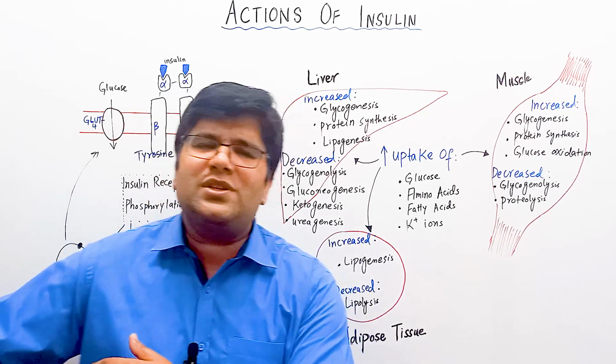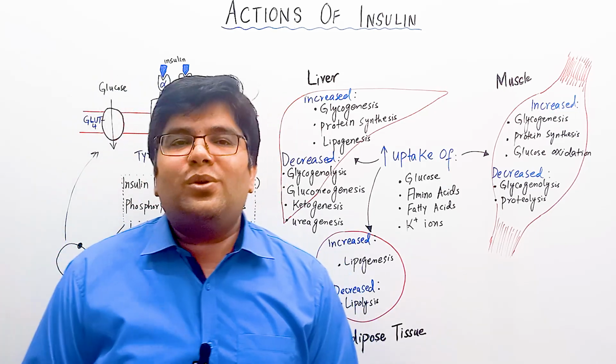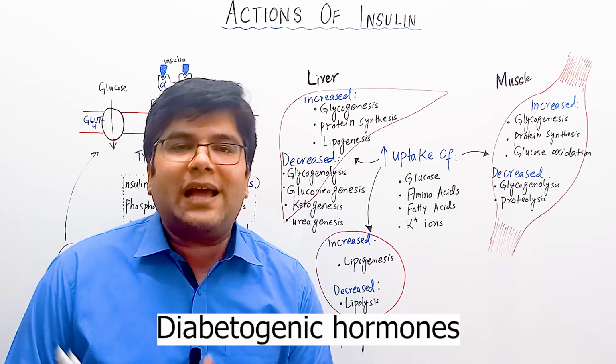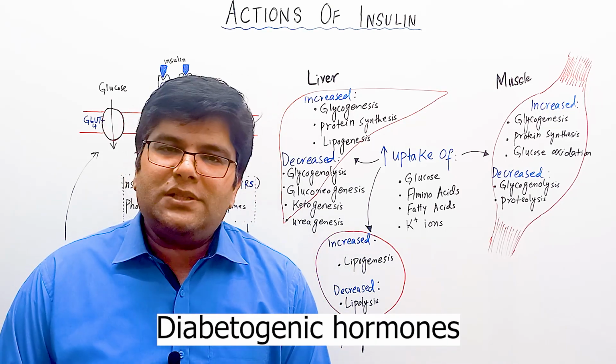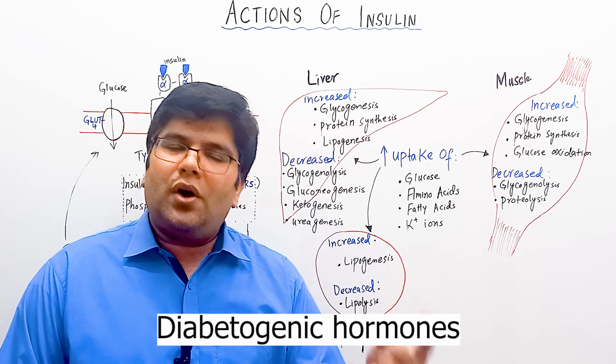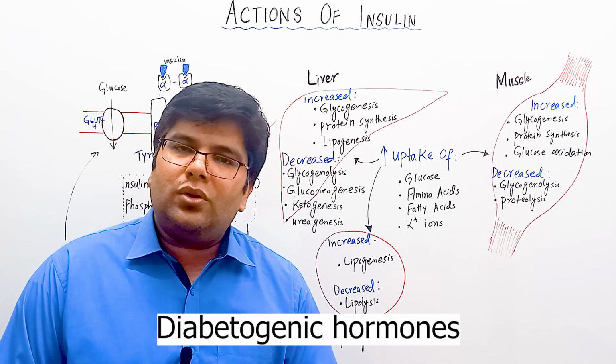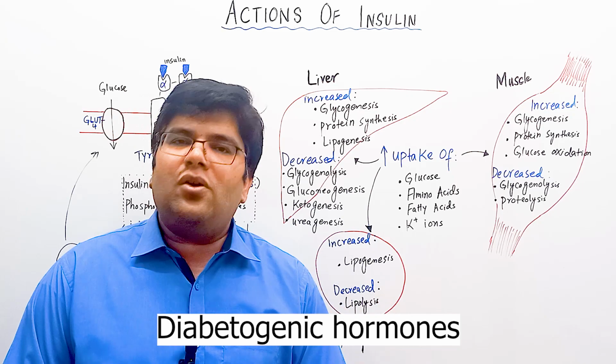There are several other hormones in our body which tend to increase blood glucose level, and we call them anti-insulin hormones or diabetogenic hormones. Some examples of anti-insulin hormones are cortisol, glucagon, growth hormone, epinephrine, and thyroid hormones.